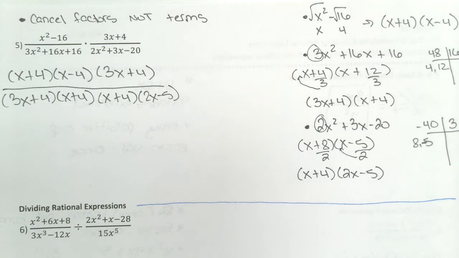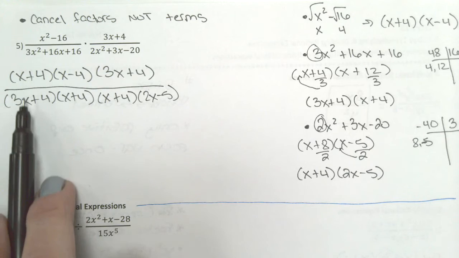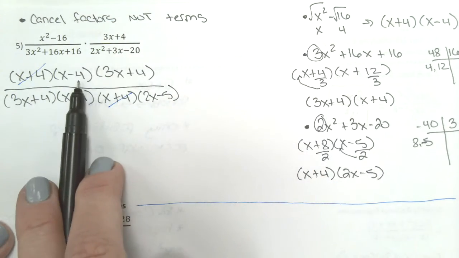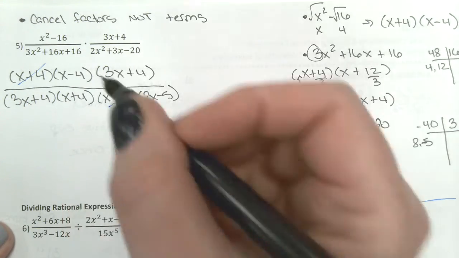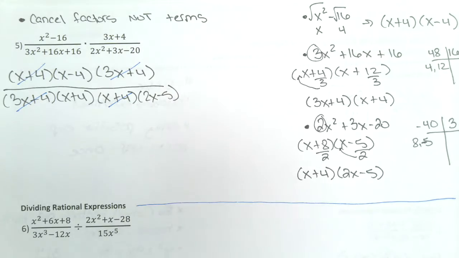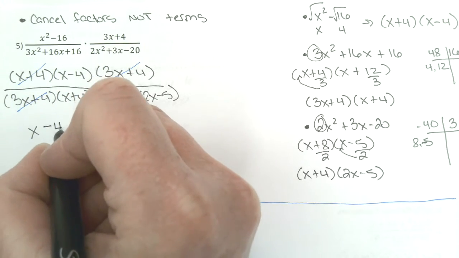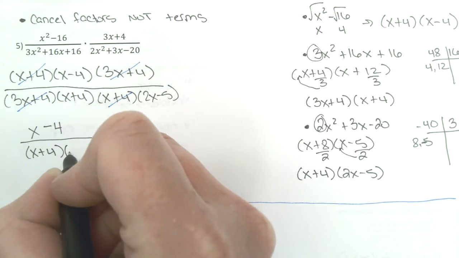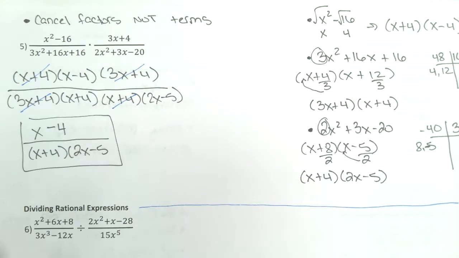So after we do that, now I'm going to cancel. Do I see an x plus 4 on bottom? Yes. Do I see an x minus 4 on bottom? Nope. Do I see a 3x plus 4 on bottom? Yep. So those are the factors that cancel, and rewrite everything that's left. So I have x minus 4 over x plus 4, 2x minus 5. Good, final answer.